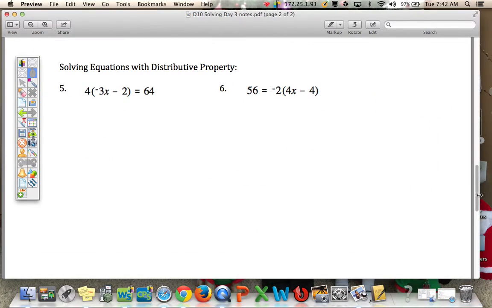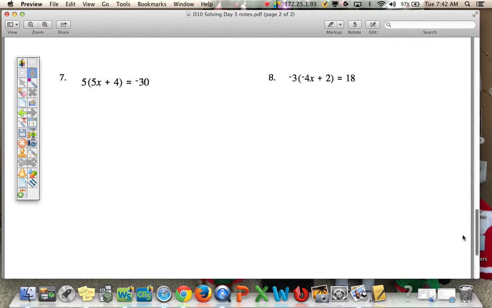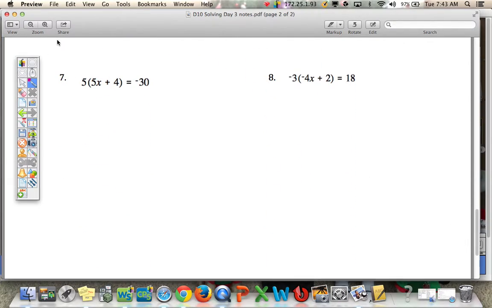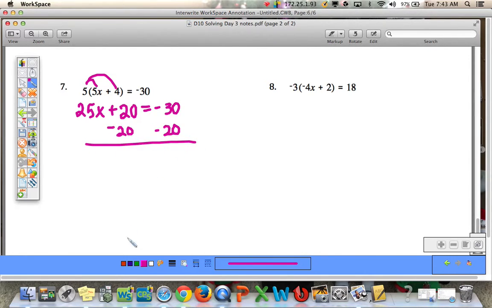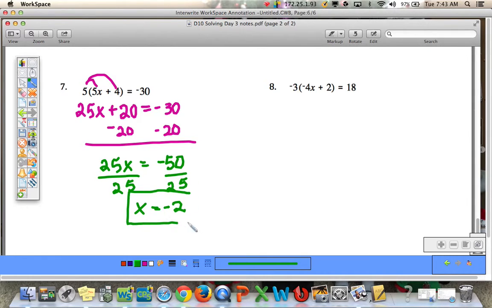So again, we'll do one each method, and you can decide what you like better. So let's say we like spider legs. We want to distribute first. We can do that. So we'll distribute. 5 times 5x is 25x. 5 times 4 is 20, and that equals negative 30. We'll subtract 20 from each side. We have 25x equals negative 50. Divide by 25. X equals negative 2. And you can check your answer.